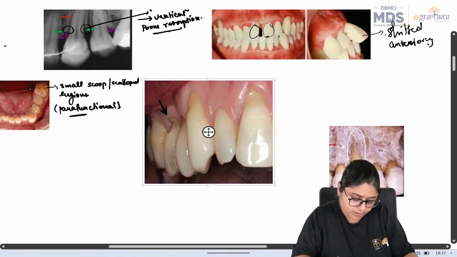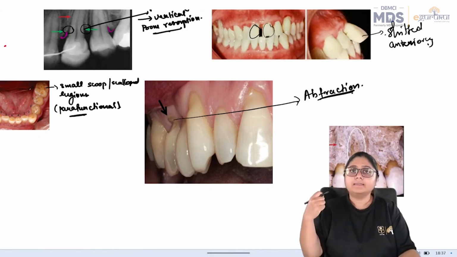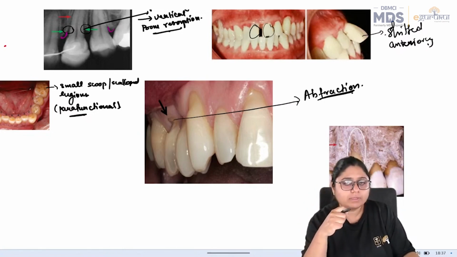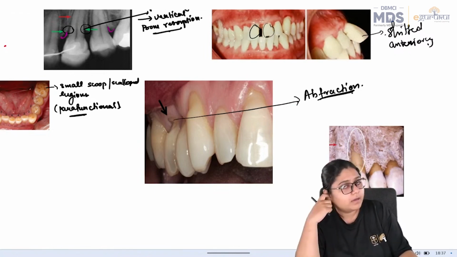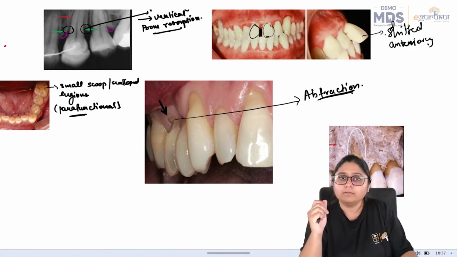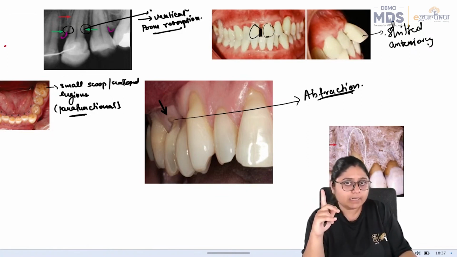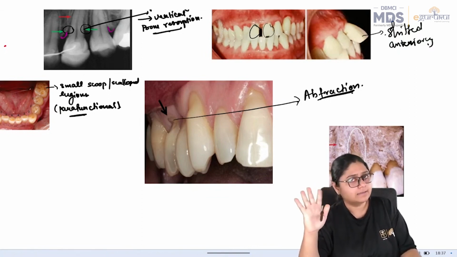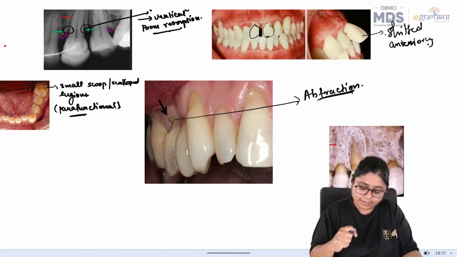This is abfraction. What is it? In abfraction, abnormal forces are acting on the tooth, and the tooth is also elastic. It is not firm, right? So there will be dimensional changes between the enamel rods. Dentine is comparatively more elastic than enamel. This you have studied in your dental anatomy. Enamel is stiffer, but dentine is elastic. So what will happen when abnormal forces act on the tooth?